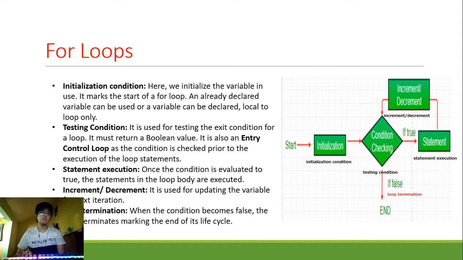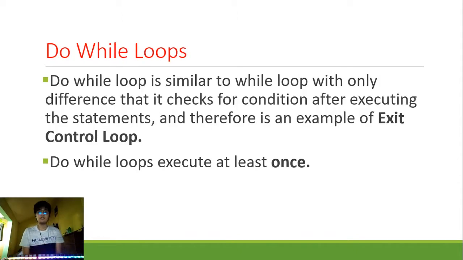Now, for the do-while loops. Do-while loops are similar to while loops, with the only difference that they check the condition after executing the statements, and therefore it is an example of an exit control loop. Do-while loops are executed at least once. It is what sets while loops and do-while loops apart. Do-while loops execute like this.